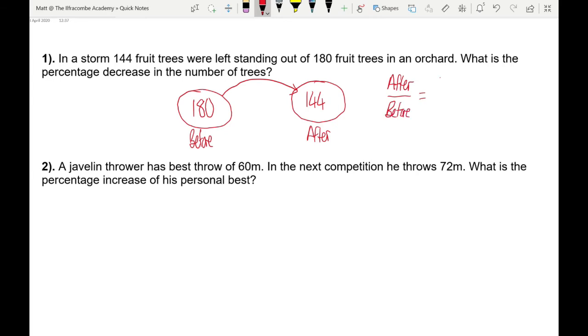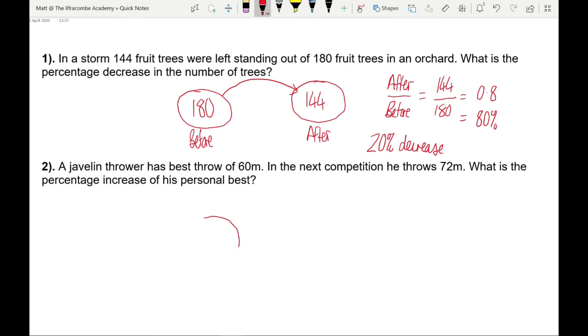So I get 144 divided by 180. And if I do 144 divided by 180 in my calculator, I get 0.8. Now remember, that is the decimal equivalent of 80%, but that doesn't mean it's an 80% decrease, does it? We start with 100%, so if we've now got 80%, it was a 20% decrease. That's the answer to that question.